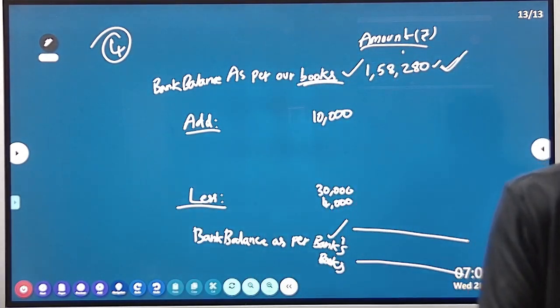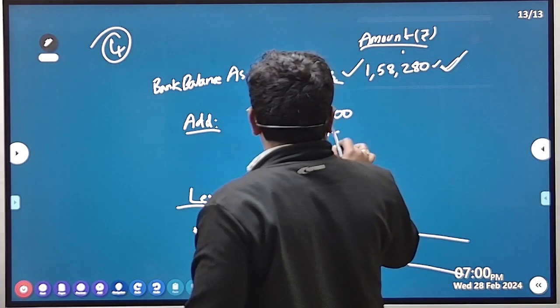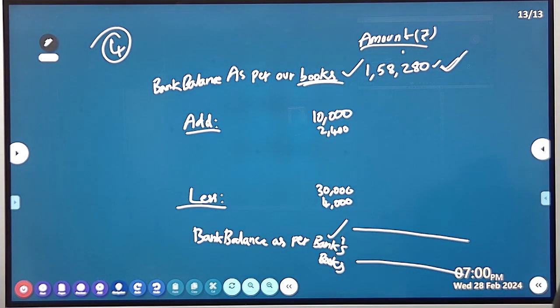क्लियर टिल नाउ? हाँ. नेक्स्ट वन, check for 2,400 deposited into bank but omitted to be recorded in the cash book. ये उल्टा हो गया. सेम 2,400 ऊपर डालो. फॉलोइंग मी ना? हाँ. हाँ.